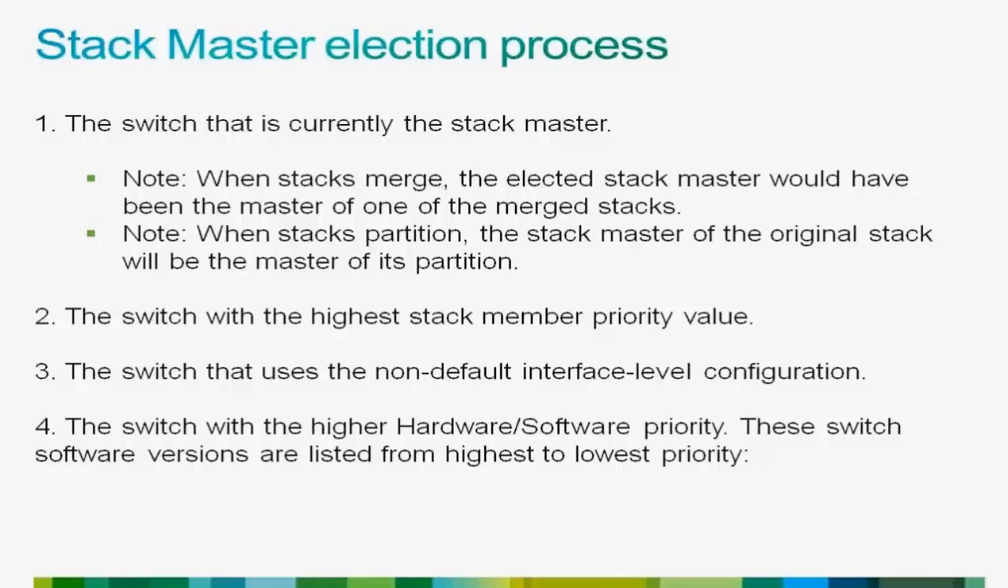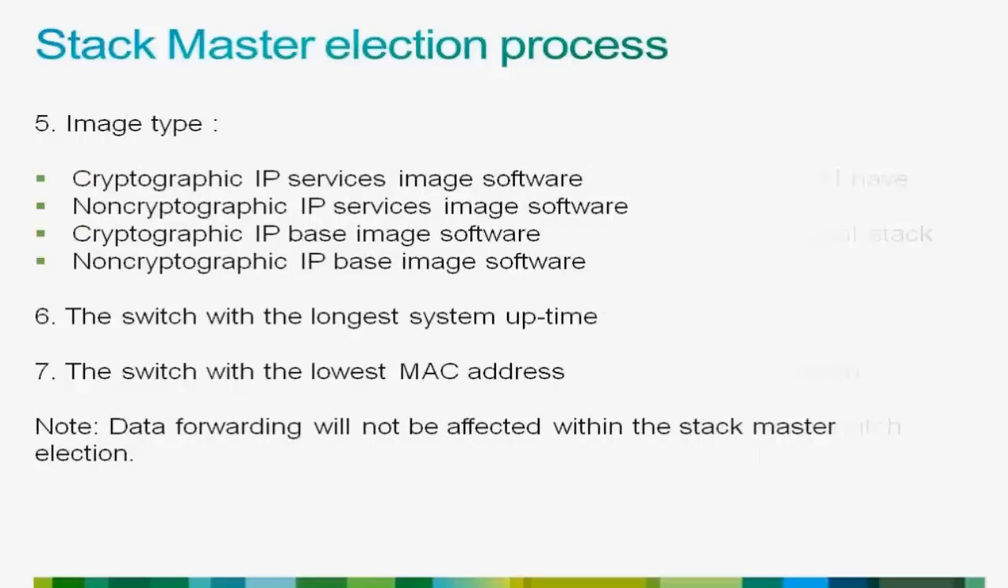The third one is the hardware priority and the software priority. So hardware priority is nothing but the version of the switch that we run. Let's say 3750 V2 versus 3750 V1. It will consider 3750 version 2 to be higher, and that will be selected.